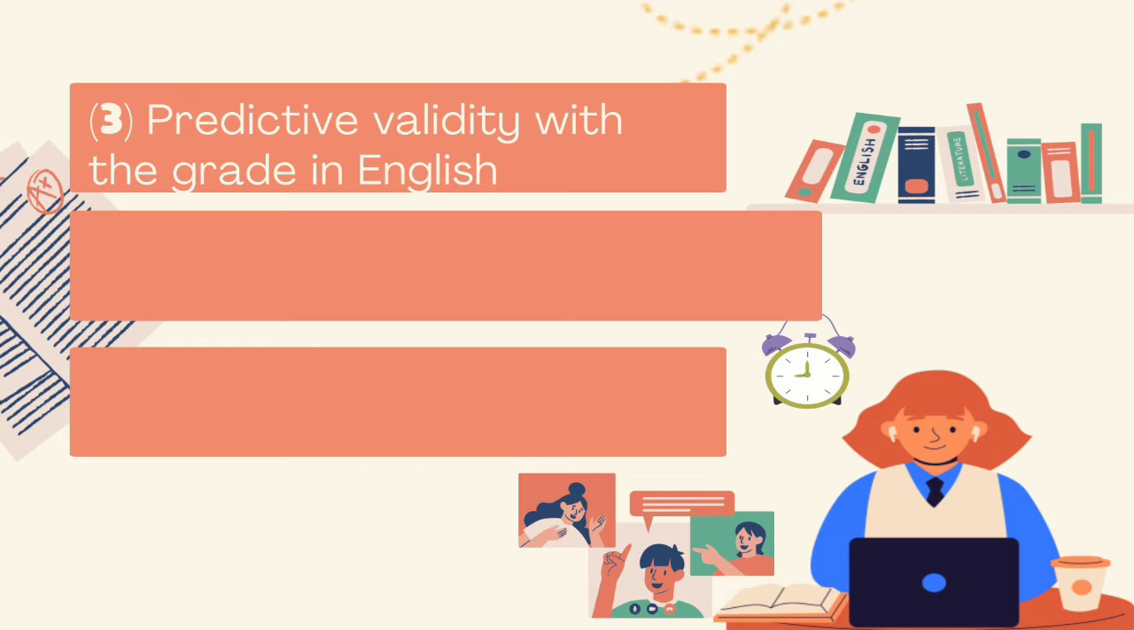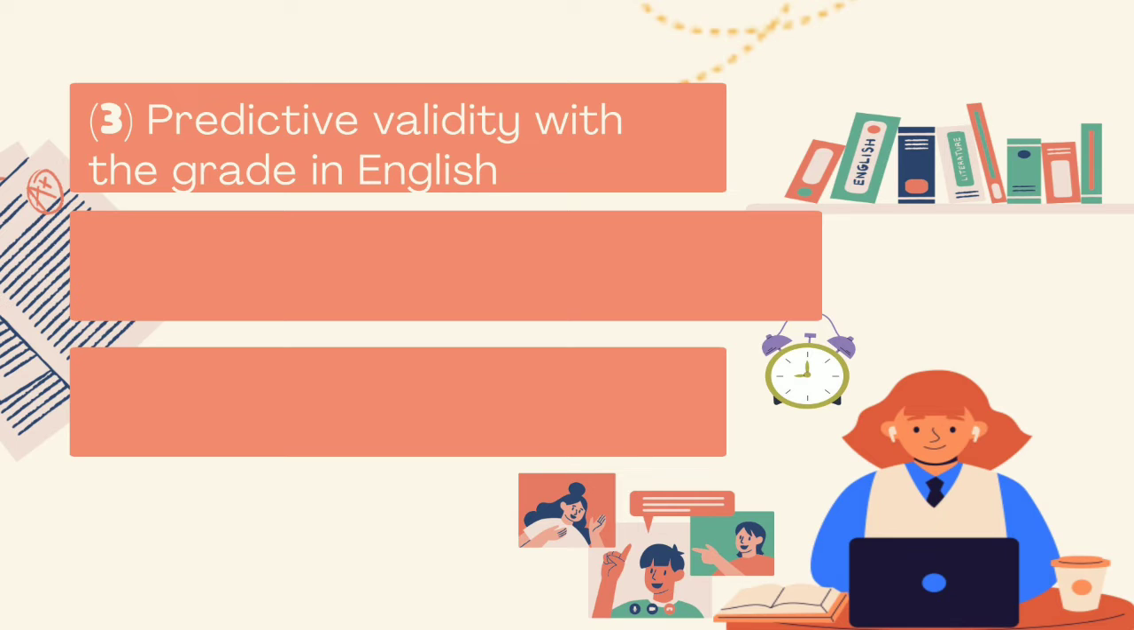So, for example, let's say a school develops a new English placement test to determine which level, beginner, intermediate, or advanced, a student should be placed in. To assess the test's predictive validity, they administer the test to a large group of incoming students at the start of the academic year. Then, at the end of the year, they compare the students' scores on the placement test to their final grades in their respective English courses.